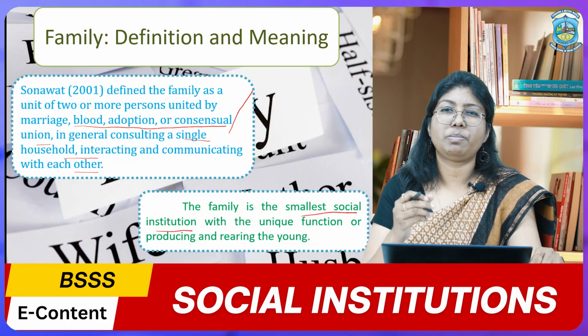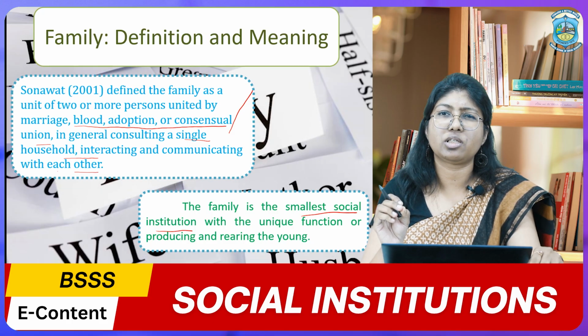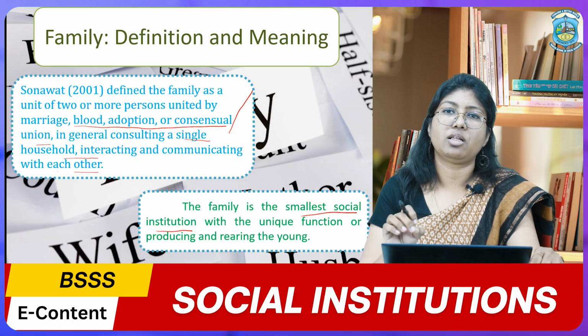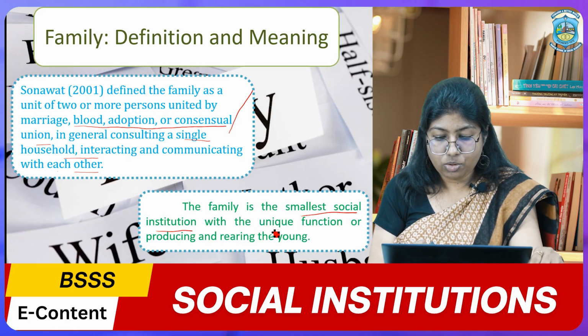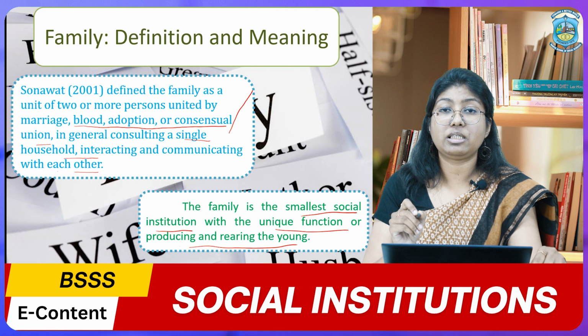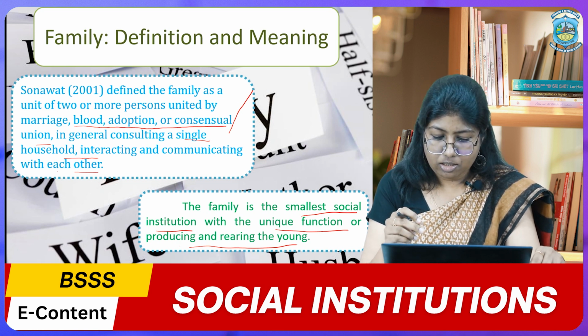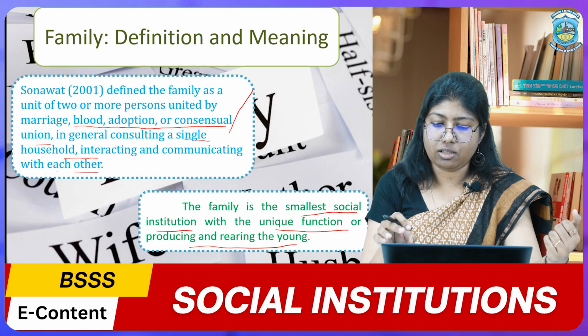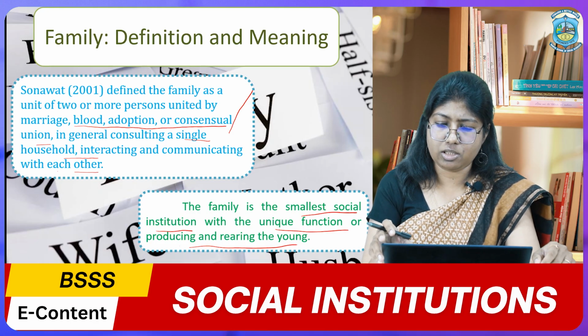In general, if we try to understand what a family is, it is the smallest social institution, but it is also the prime social institution. It is the most important social institution around which the other institutions will revolve. It has a unique function of producing and rearing the young, making them socialized, making them behave in a given social situation.